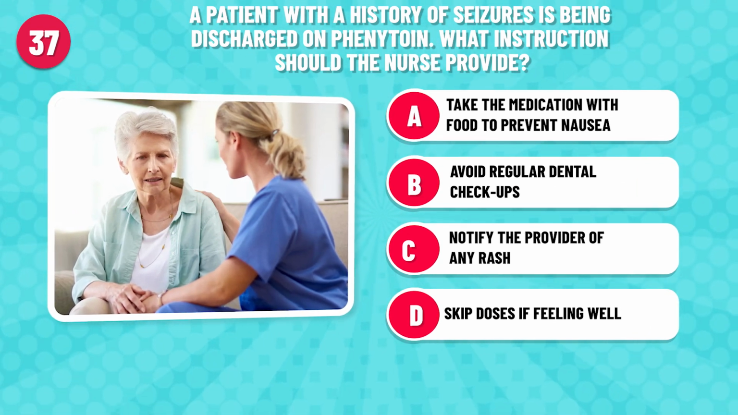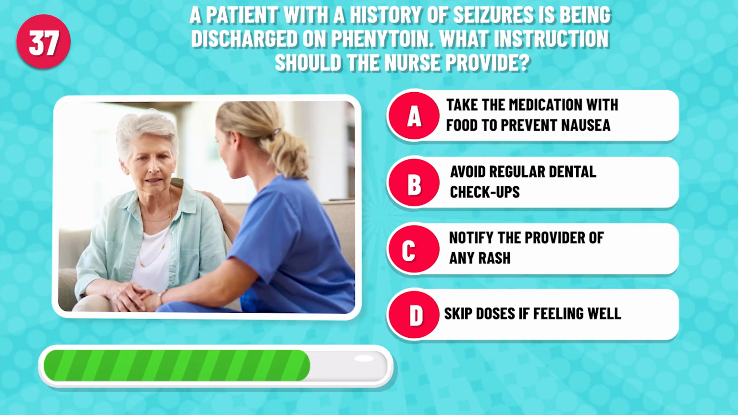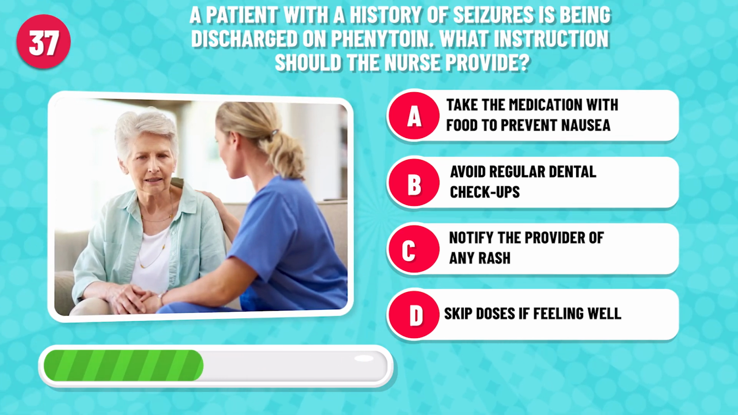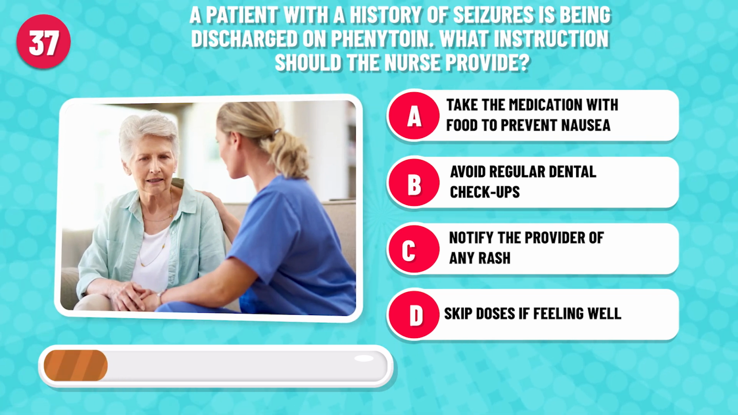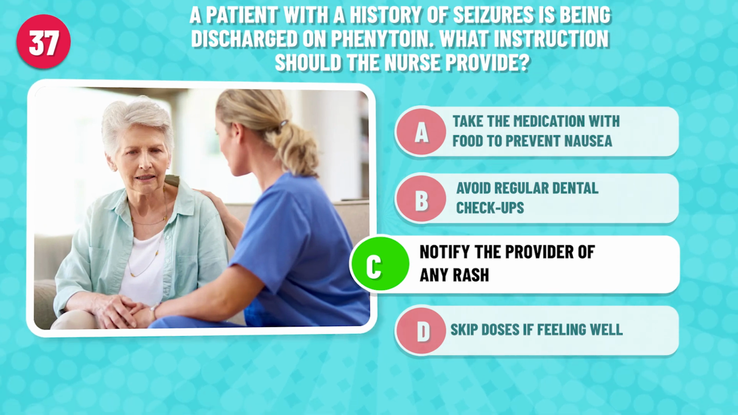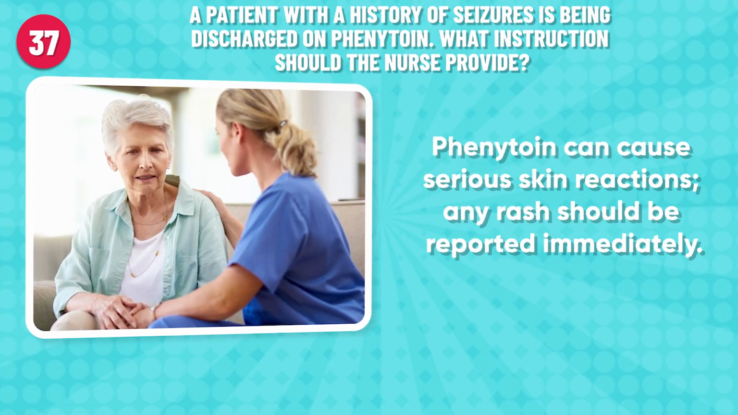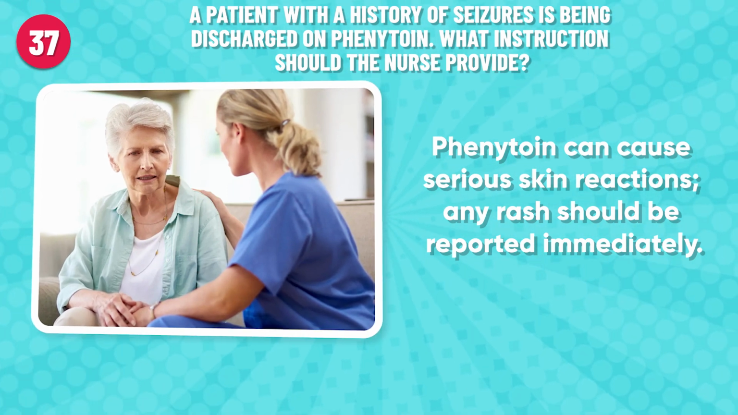A patient with a history of seizures is being discharged on phenytoin. What instruction should the nurse provide? It's C. Notify the provider of any rash. Phenytoin can cause serious skin reactions. Any rash should be reported immediately.